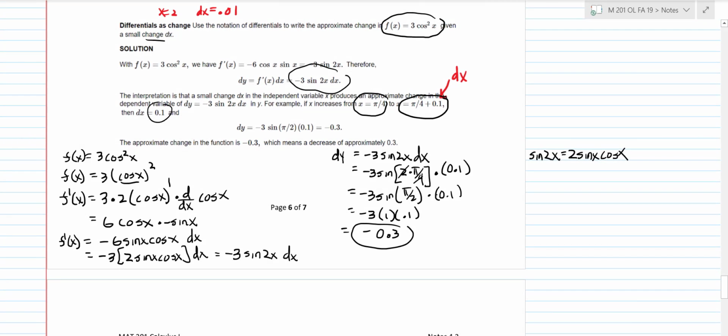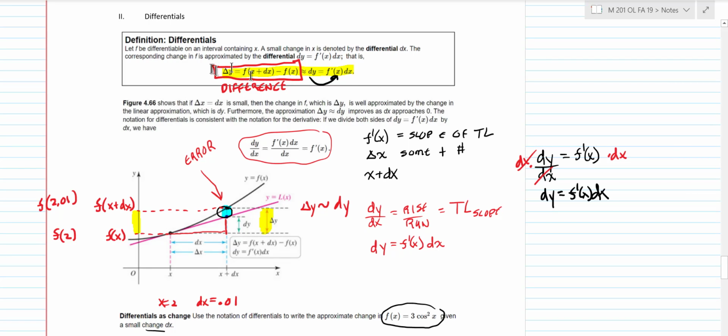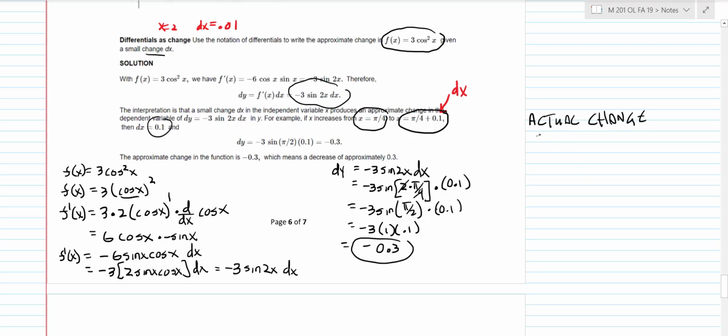Now I want to do something on the calculator here for a second. I want to show you the actual change, and you'd have to use your calculator to do this. So if we were going to do the actual change, if you go back to your formula up here, we would do this part right here. That gives you the exact change. So we would do f of x plus dx minus f of x.